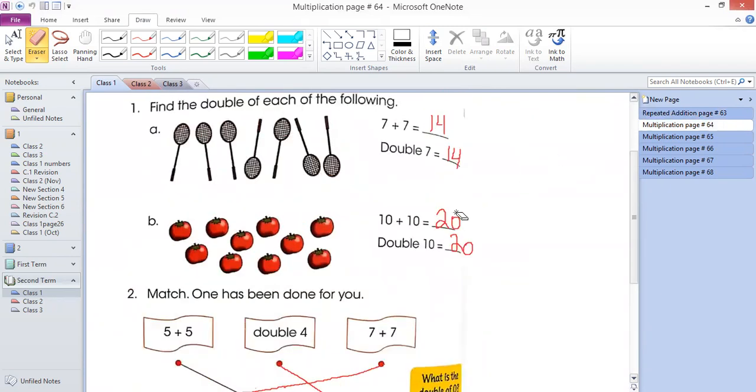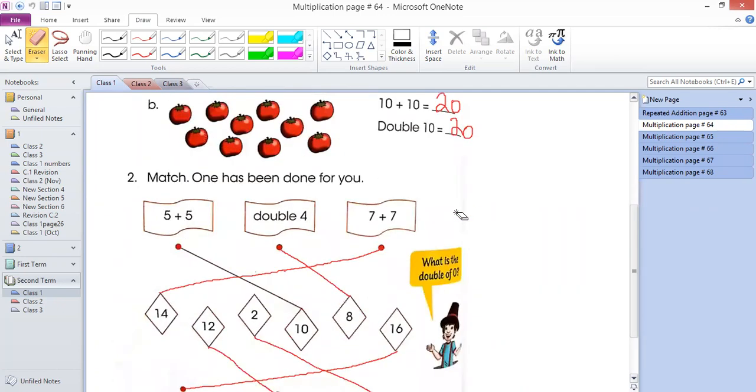Based on page number 64, there were two questions, and both questions have two parts. Question number 1A was find out the double of each of the following. 7 plus 7 is 14, and double of 7 is also 14. You know that to find the double of any number, you add the number to itself. So that's why 7 plus 7 is 14, and double of 7 is also 14. On B, 10 plus 10 equals 20. That means double of 10 is also 20.